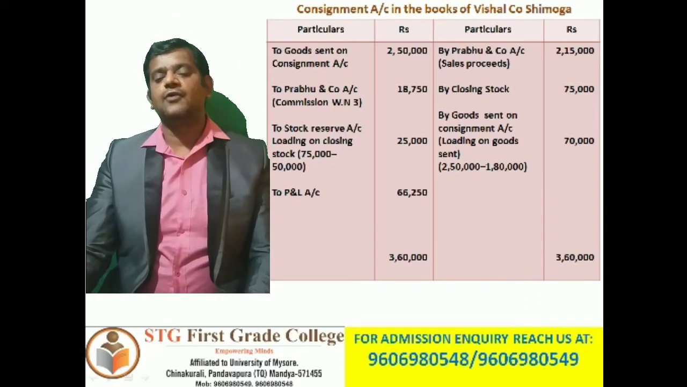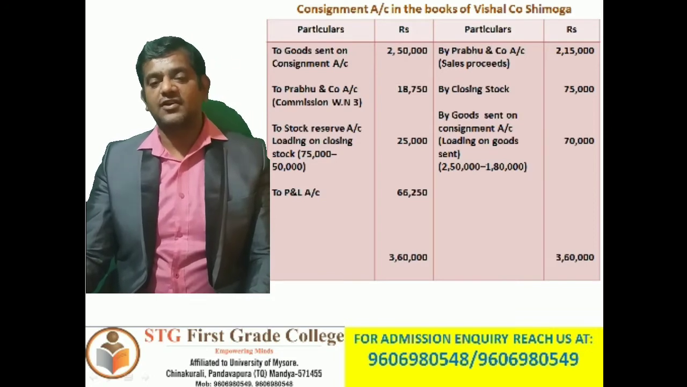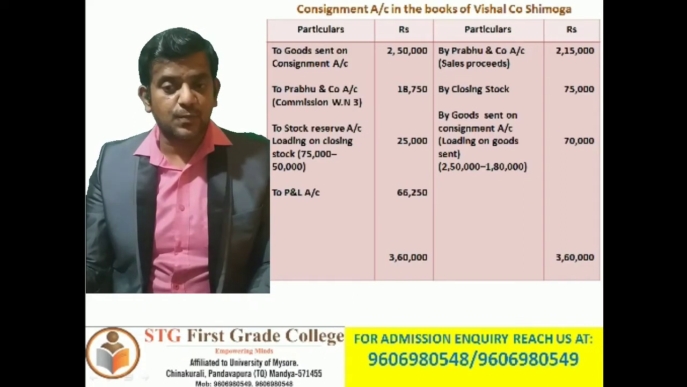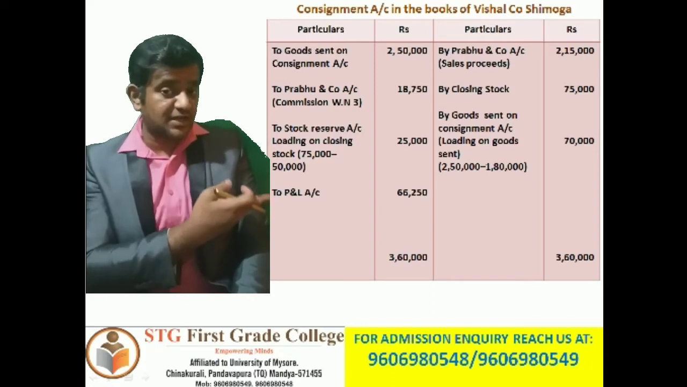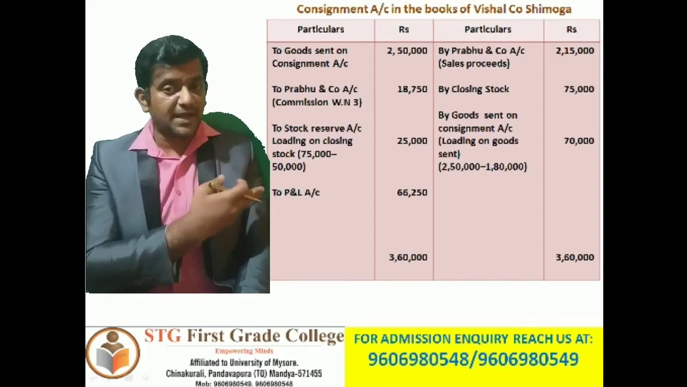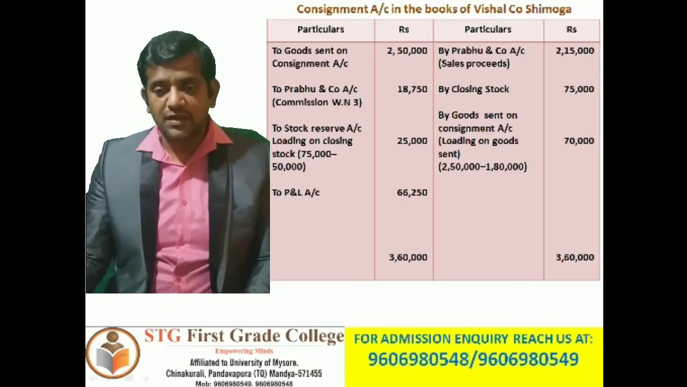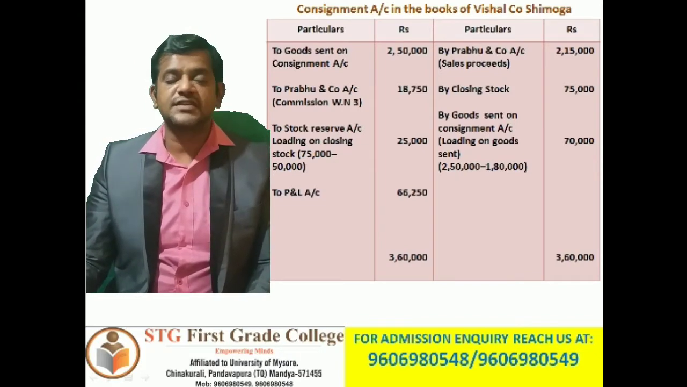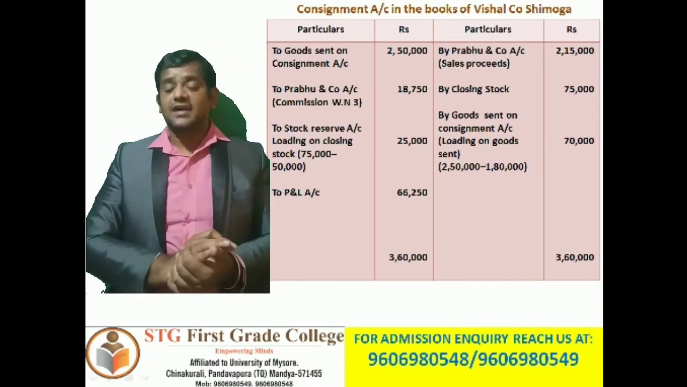To P&L account. So now find out the difference of both sides. Which side is greater? The greater side is the credit side, that comes to 3,60,000 rupees. So now enter the same total amount in the debit amount column as well, that is 3,60,000 rupees. So 3,60,000 minus 2,50,000 minus 18,750 minus 25,000, whatever the difference you get, that is the P&L account, 66,250 rupees. So we are done with the consignment account.